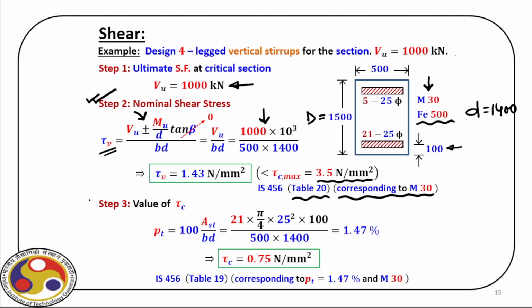Now our next task is to find out tau C. For that, we have to find out the amount of longitudinal steel provided. So in our case, we have 21, 25 phi bars. So that is here. And we can calculate percentage steel, which is 1.47%. And for this percentage steel and M30 concrete, from table 19, we can get the tau C value as 0.75 Newton per millimeter square. So what we see, we have tau v, we have tau C max, and then we have tau C.